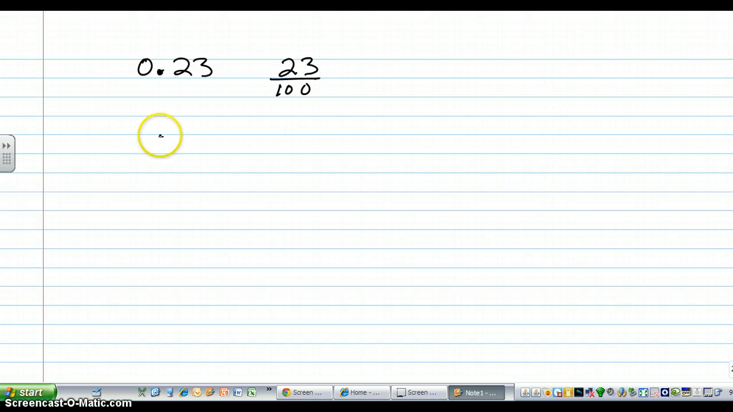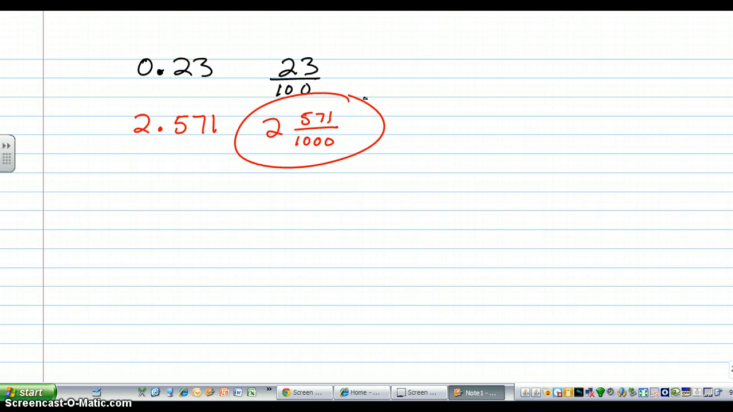Pretty easy, right? Okay. What if we have a number in front of that? We did this in class, right? 2.571. So this is a whole number. This is 2, and this is tenths, hundredths, thousandths. So 2 and 571 thousandths. It's a mixed number. Okay, so that was easy peasy stuff also.